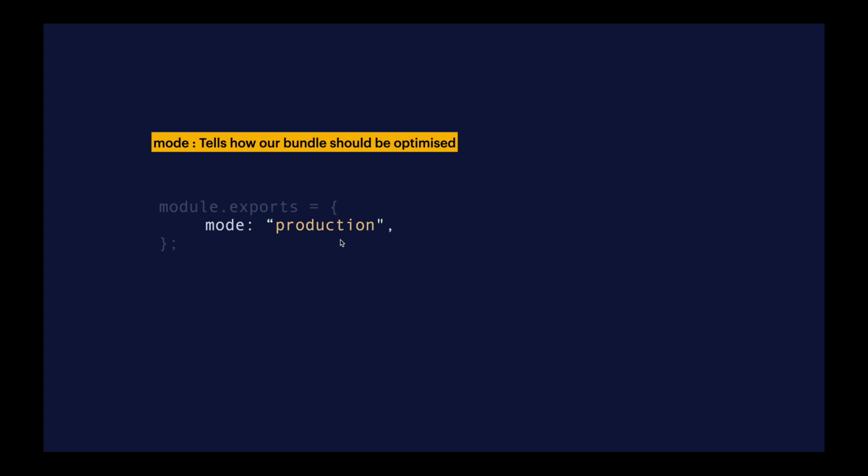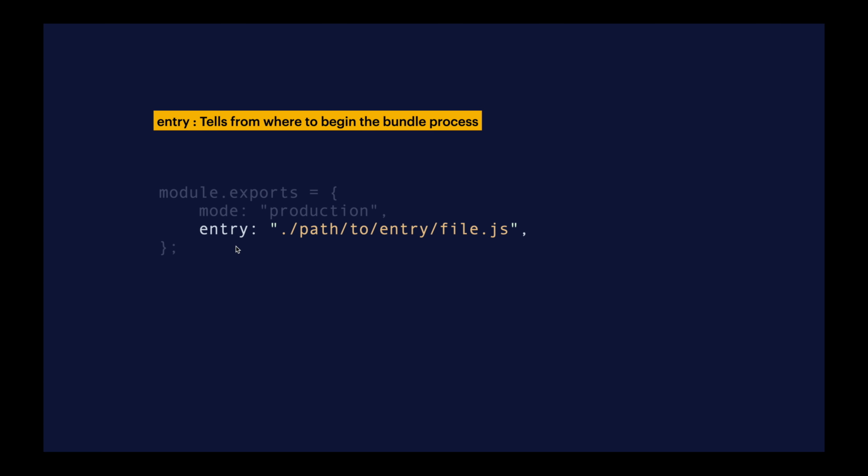During our development process, we can set the mode to development. That helps in the debugging process. We can set the value to none if we want to opt out of any optimization done by Webpack. Let's move on to the next property. We have the entry property. This tells Webpack where to begin the bundle process. We need to provide the path of the file which will kickstart our application.